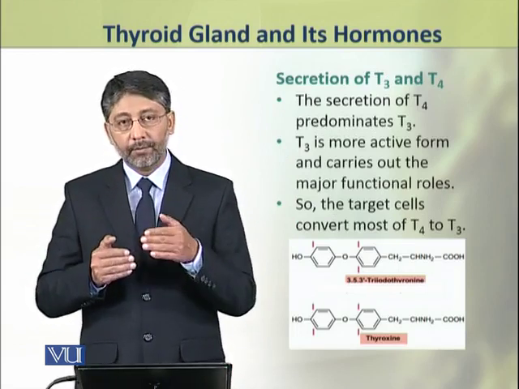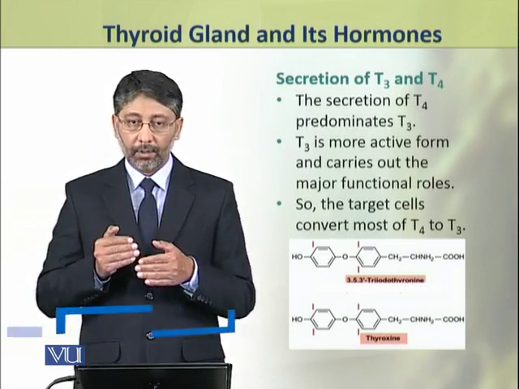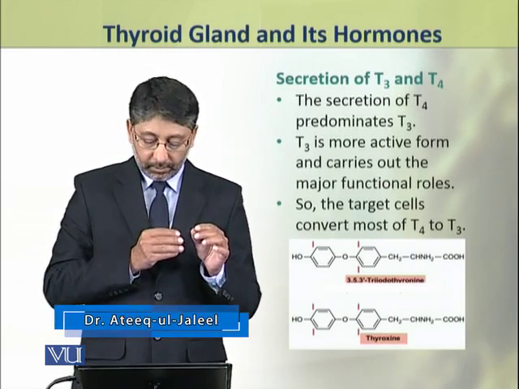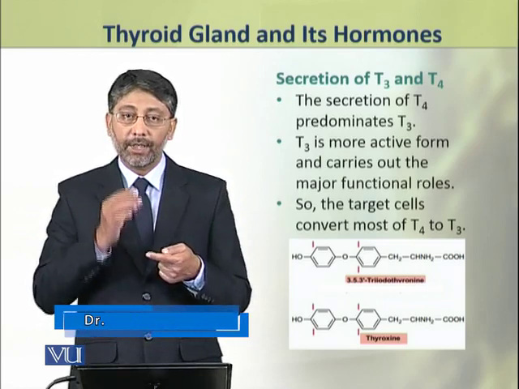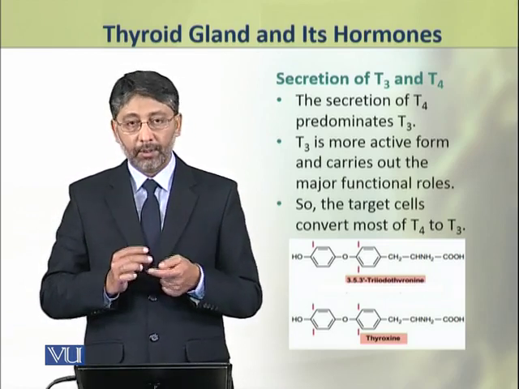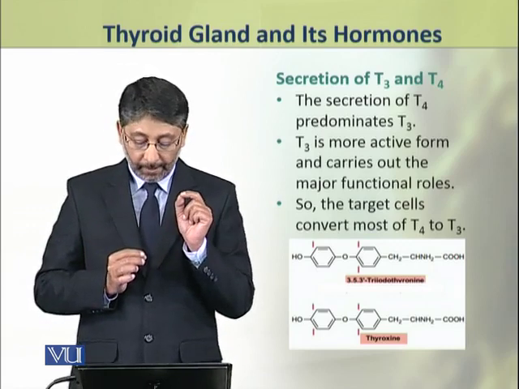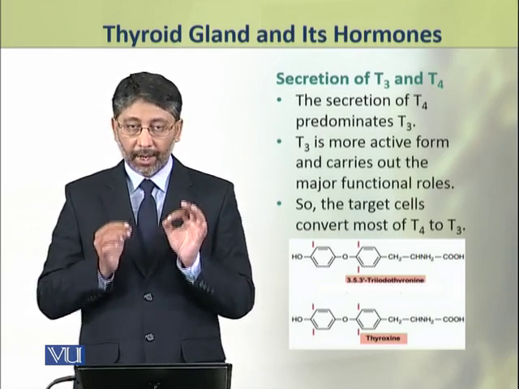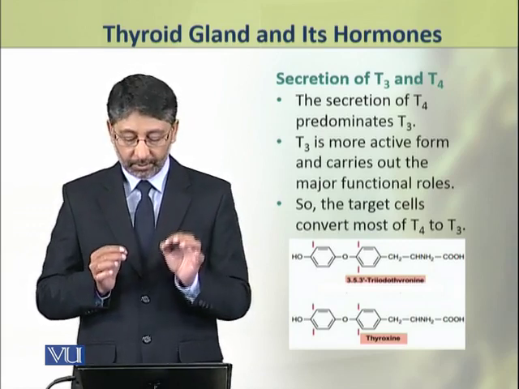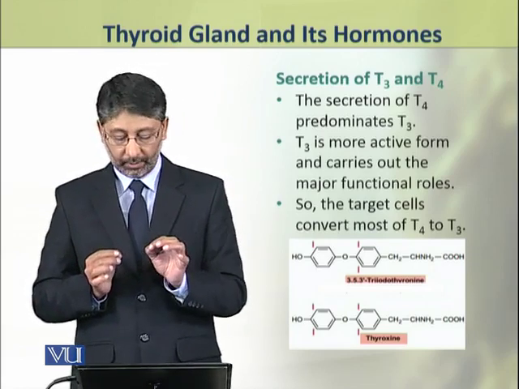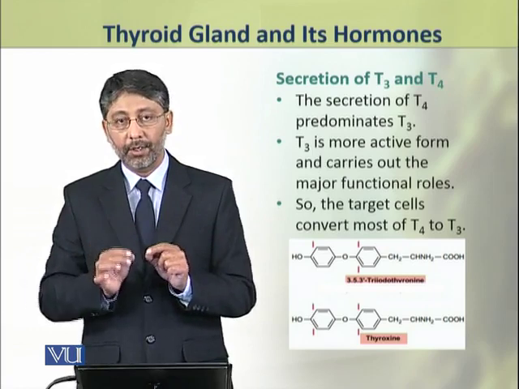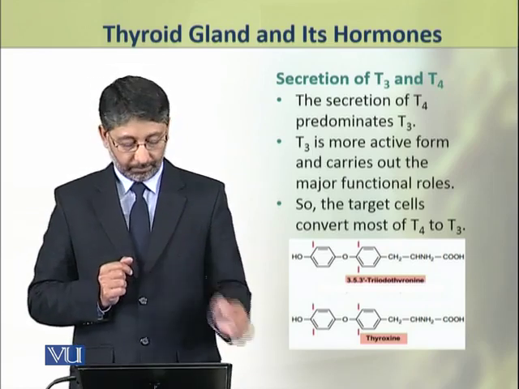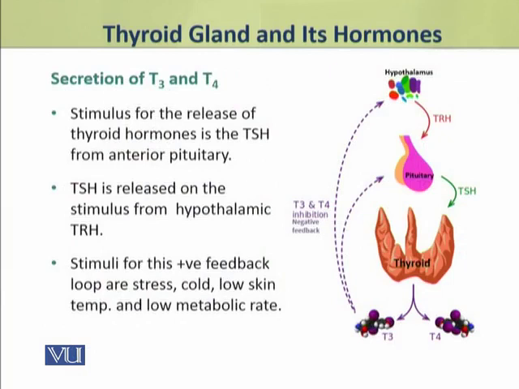We shall discuss the secretion of T3 and T4. The secretion of T4 dominates T3. However, T3 is more active form and carries the major metabolic functions. So, the target cells mostly convert T4 into T3, which is active form. We shall discuss the secretion of T3 and T4 in detail.